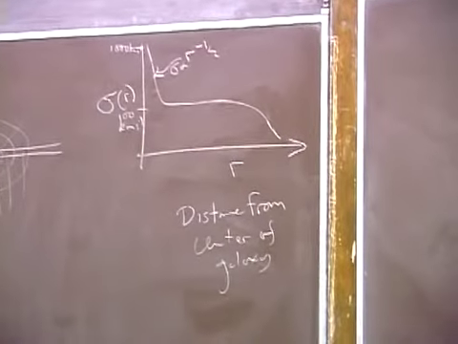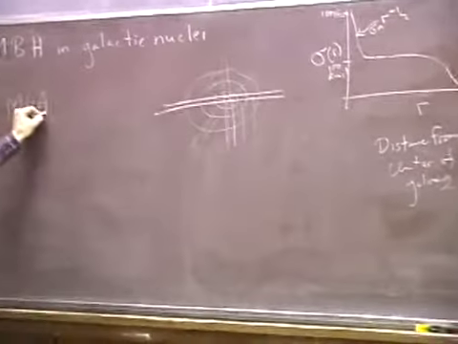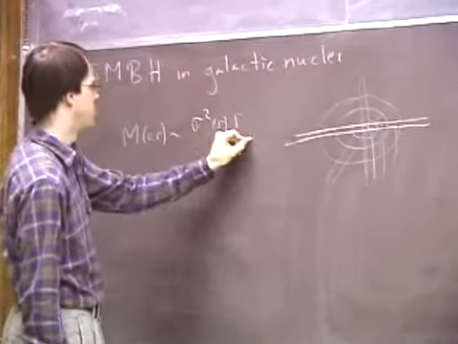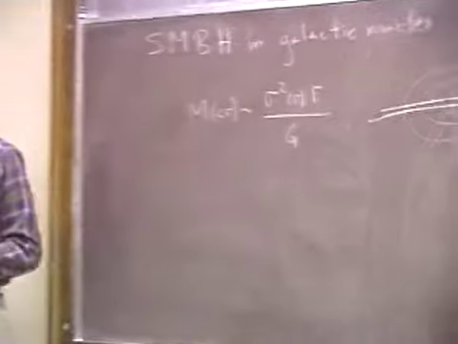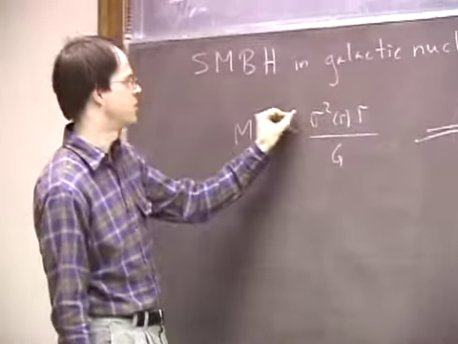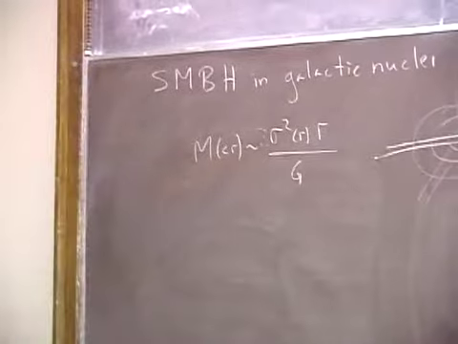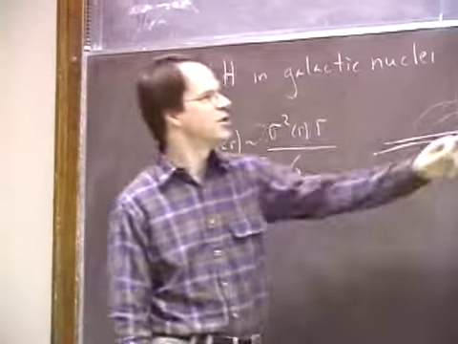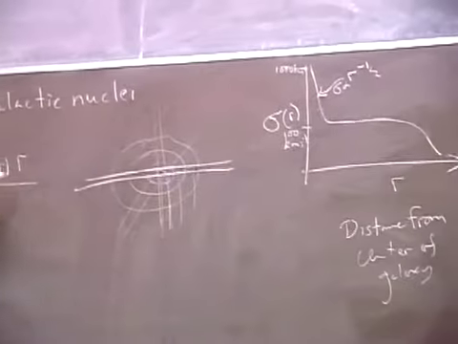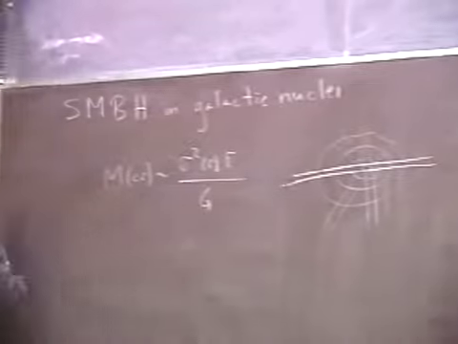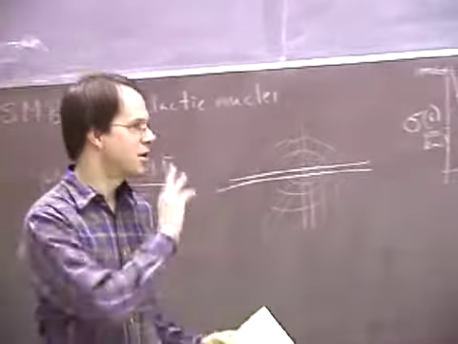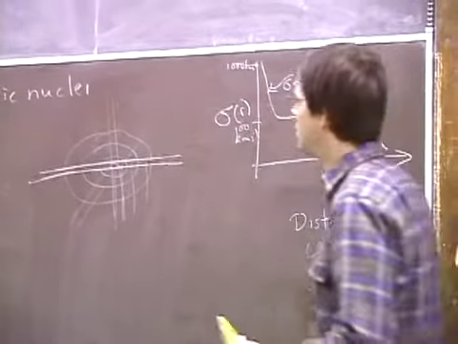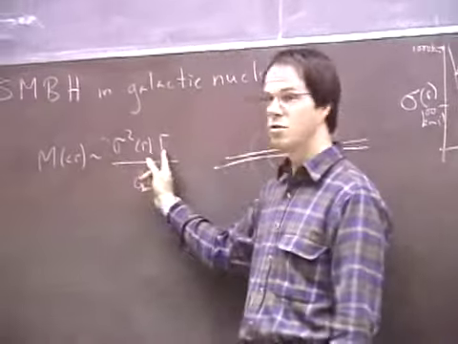And if you remember, the mass enclosed in some radius is approximately sigma squared times r divided by G. You might want to put a 2 in there if you were being picky. That's for isotropic velocity dispersion. Then if you see sigma going like r to the minus a half, that means the mass interior to that radius is approximately constant. That's in contrast to most of the volume of galaxies where sigma is about constant, and so the mass is increasing proportional to the radius.